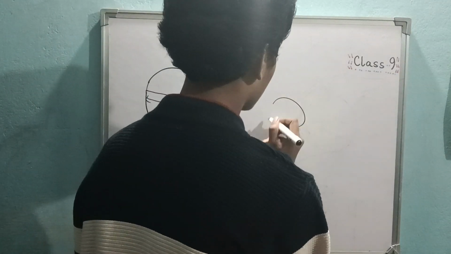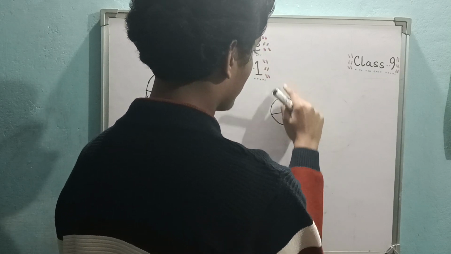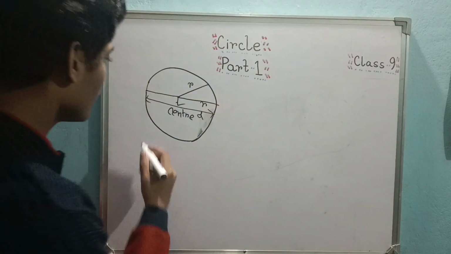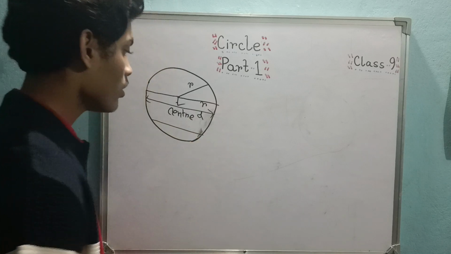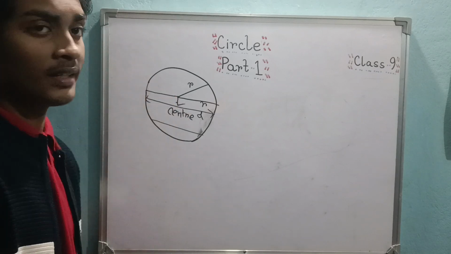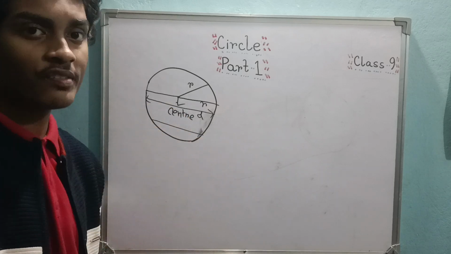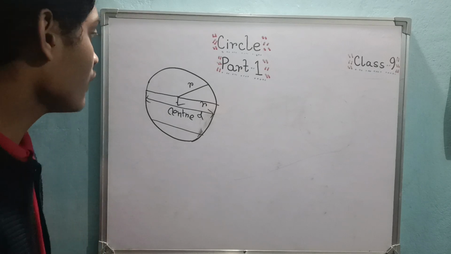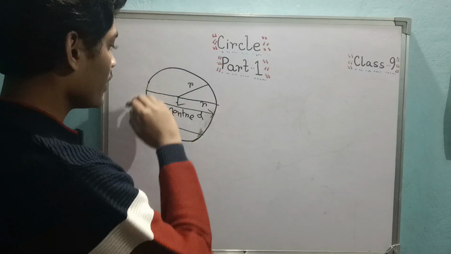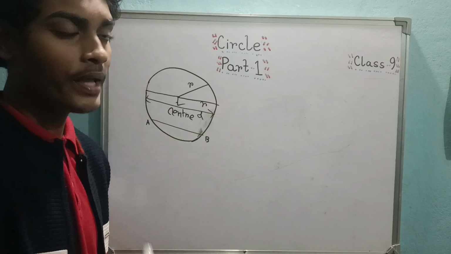Means if I have a circle, then any of these lines can be the diameter. But there can be a case like this. What is this line called? Excluding the center, if any line is drawn on two points on the circumference of the circle, it is called a chord. So see, here the center is not on it, the center is here. But we are just drawing a line joining two points, suppose this is A and this is B, two points on the circumference of the circle. So that is a chord.